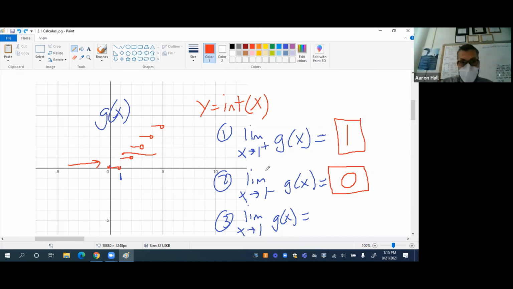What about the last one? Does not exist, because the two sides are different. Yep, the values are different. Does that make sense that this would be does not exist? Yes. If you have more than one answer, then it does not exist.